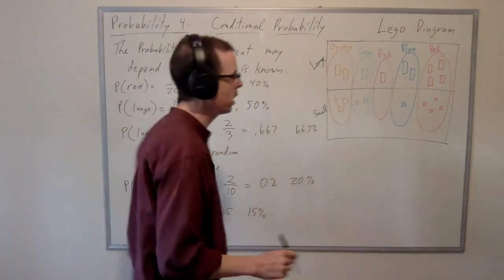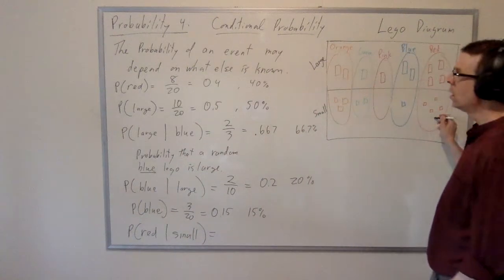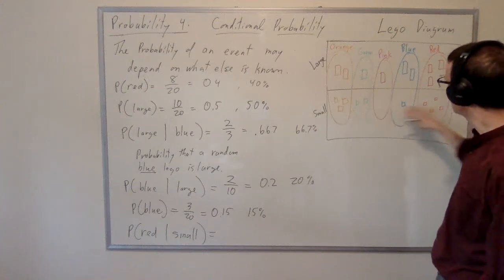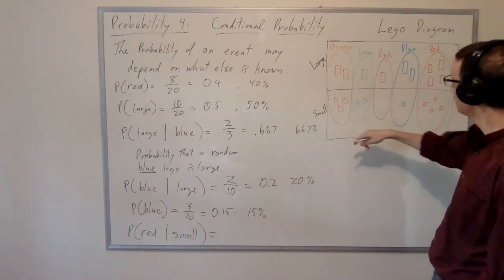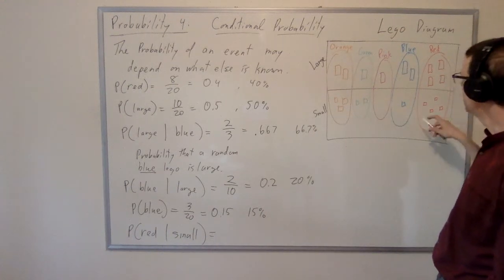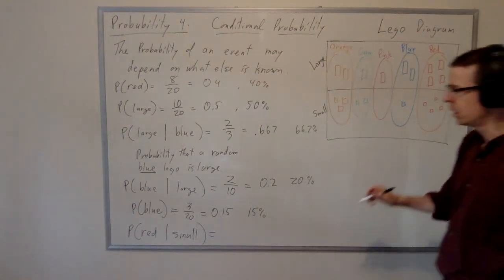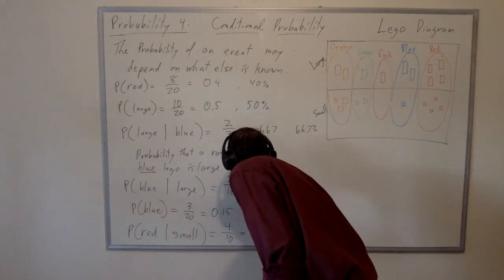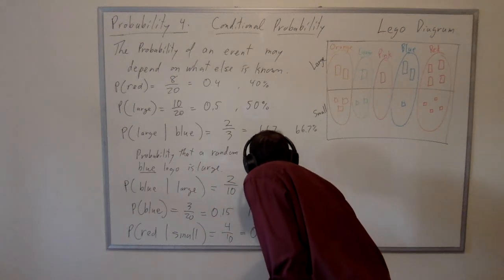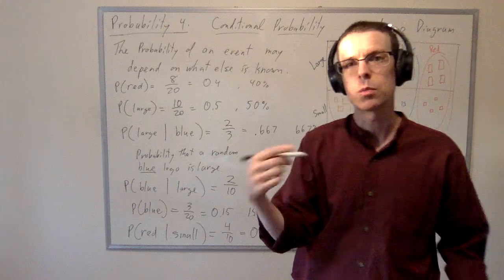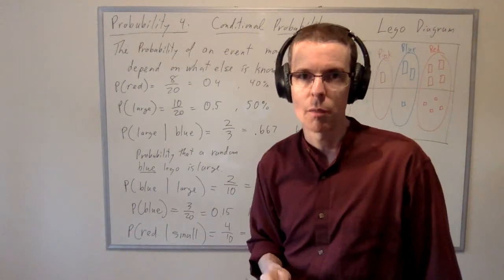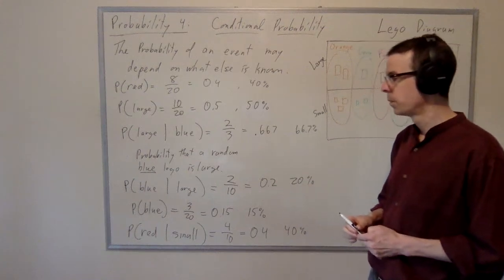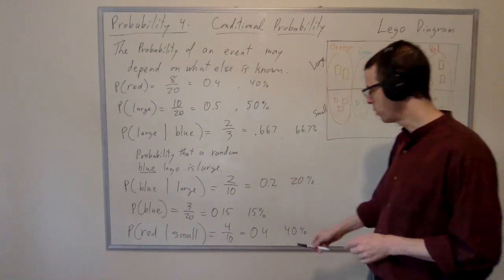So for this calculation, we only need to consider the small Legos because we're given that it's small. So how many of them are there? There are 10, and then 4 of them are red. And so this gives us 4 out of 10, which is 0.4 or 40%. So if you choose a small Lego, it has a 40% chance of being red. That is, the probability of being red, given that the Lego is small, is 40%.